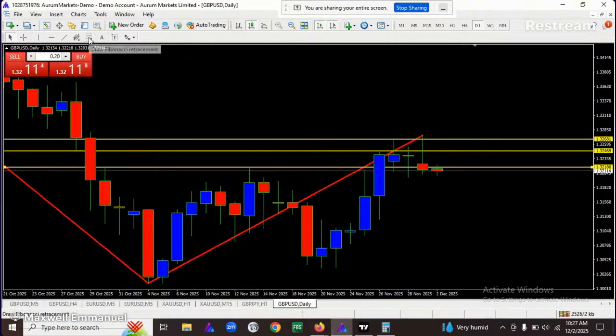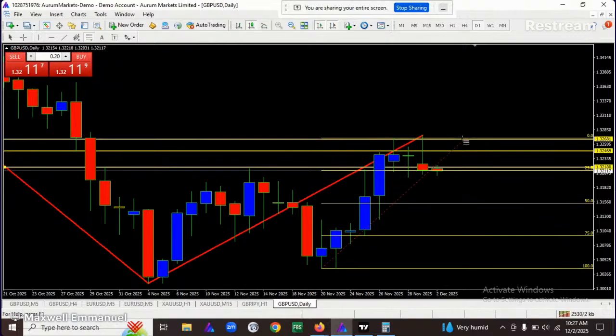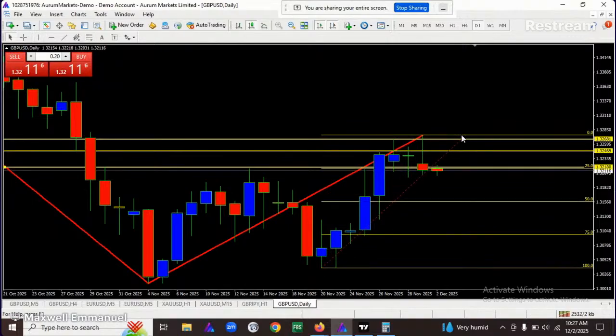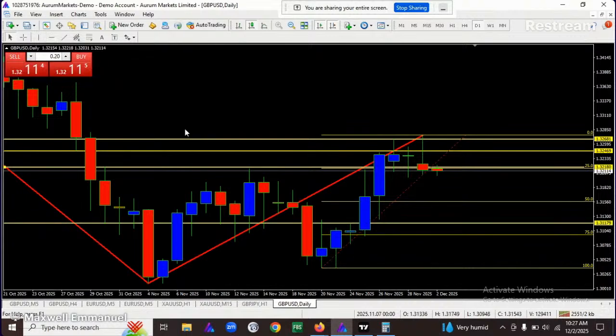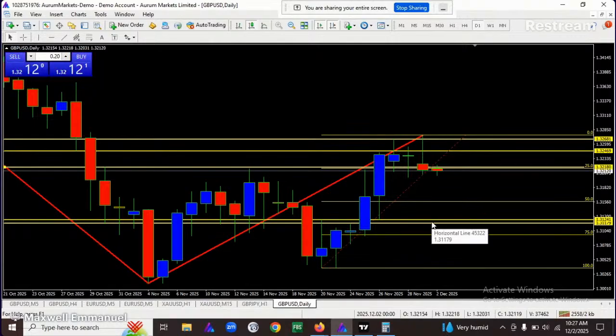So my expectation on GU, I would love to see price pull back to a discount area, which would be below level 50. I think there's a tiny fair value gap here at the discount area. This tiny fair value gap is most likely going to be the next draw on liquidity.